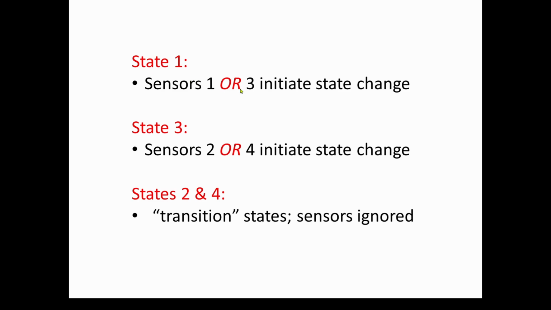So let's look at our code and see how we might, for these two states, initiate a state change when either of these two, we can assume they're booleans for the sensors. If sensor 1 or 3 is true, and in state 3 sensor 2 or 4 is true, how do those booleans initiate a faster state change? So let's take a look at our code.